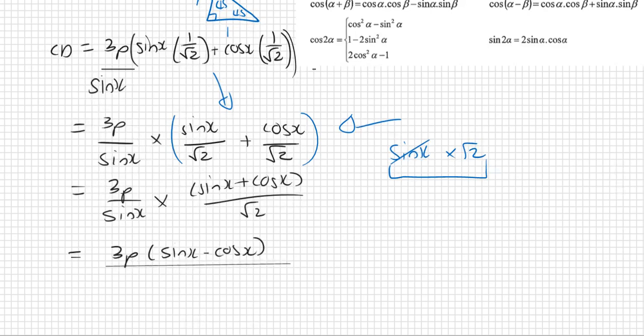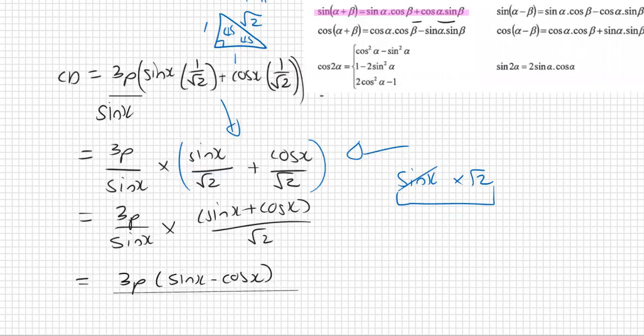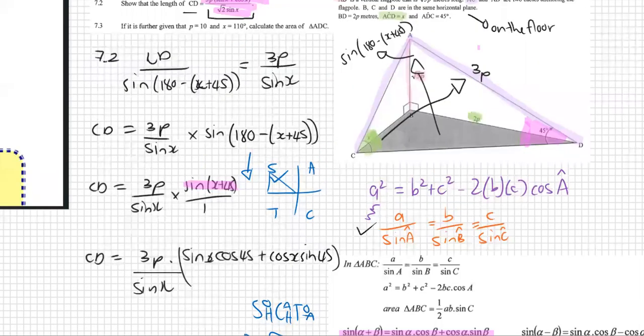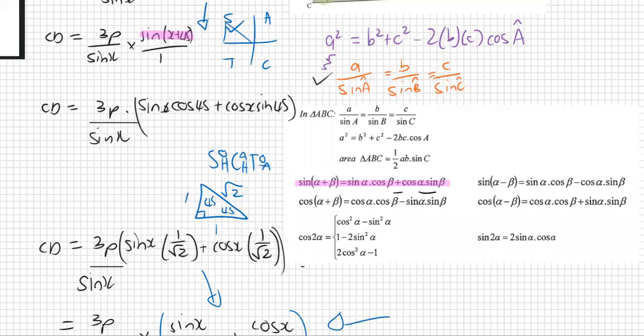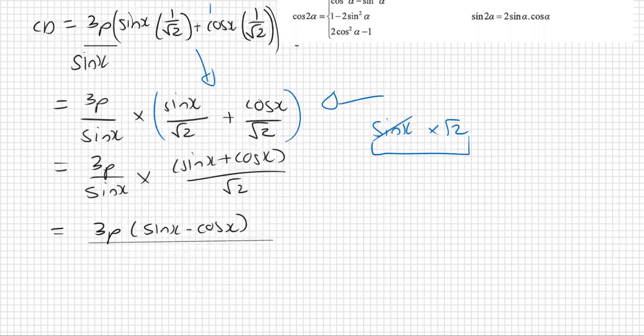All over, let's just check it again. All over square root 2 sine x. Yes. And that's the end of question 7.2.